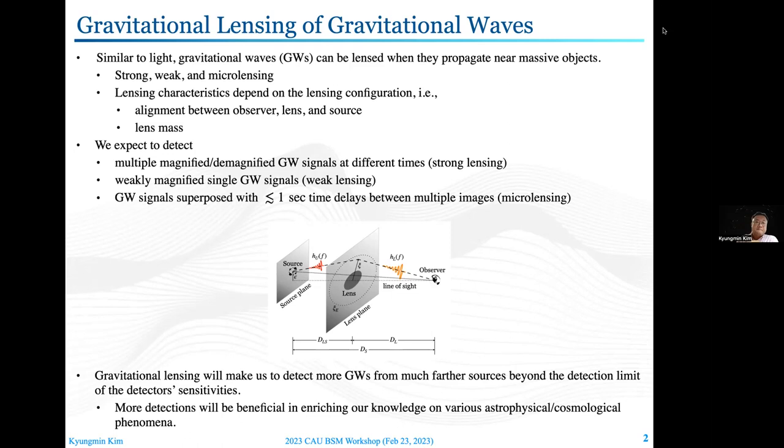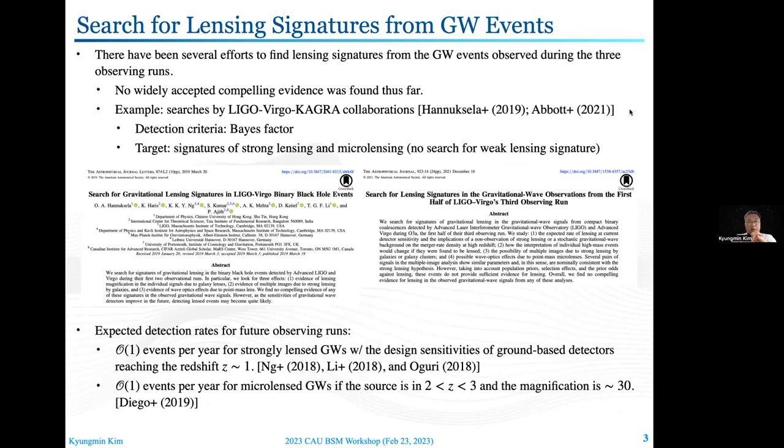So, there have been several efforts to find lensing signatures in the gravitational wave events observed during the three observing runs. Professor Hyungmo Lee summarized this in the morning. But unfortunately, no widely accepted compelling evidence was found.